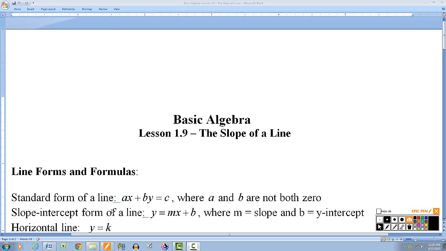The standard form of a line has the form ax + by = c, where a and b are not both 0. If a is 0 and b is not, then we have basically a horizontal line. If b is 0 and a is not, then we're going to have a vertical line. If neither a nor b is 0, then we're going to have a regular slanted line.